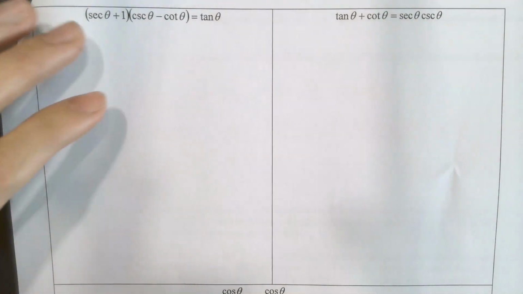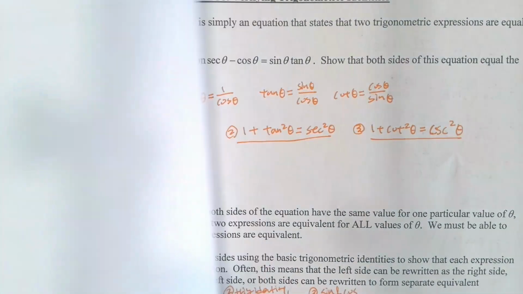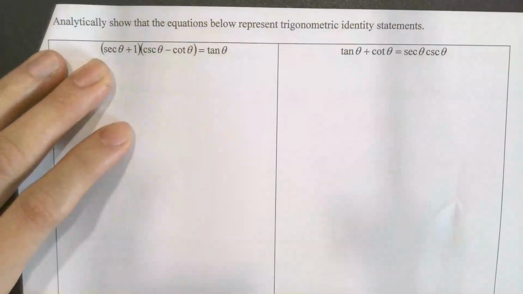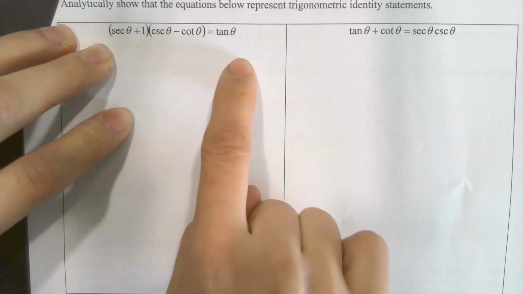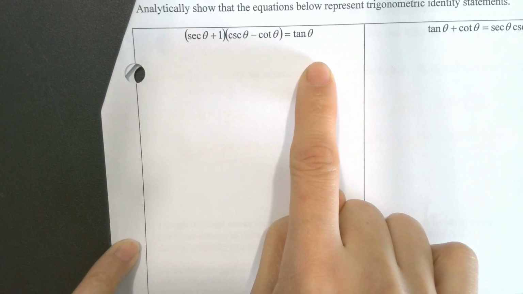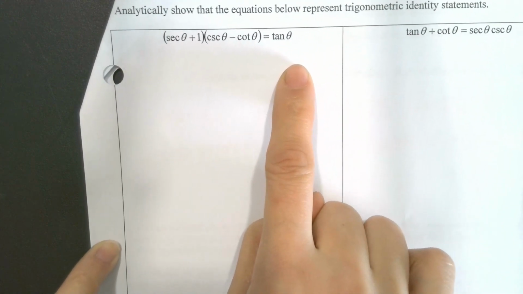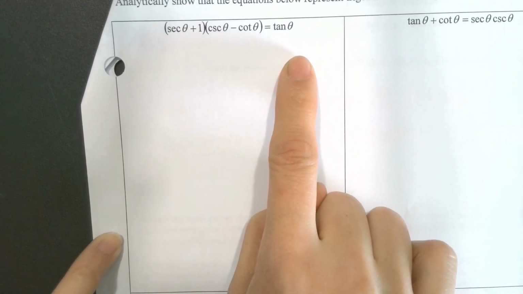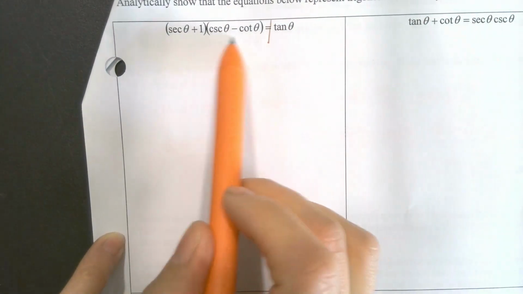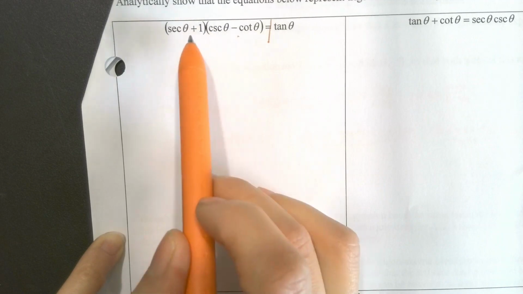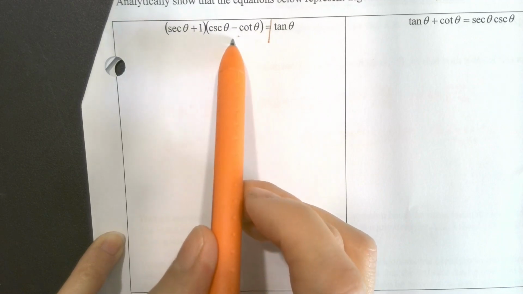So we are going to do this problem. If you want to find this in the notes, this is skill 38, the last page of the notes. If you're doing it on a piece of paper, just write down the problem and then we'll look at it together. Alright, analytically show that the equation below represents a trigonometric identity statement. Always start with the complicated side, so probably the left side of the equation. If you can use a trig identity, use it.